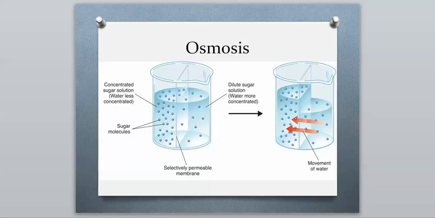And a little breakdown of what that looks like. Again, you can see there is more concentrated water on this side, and this side has more sugar, and as you can see, the water is going to flow so the water concentrations equal out. So that is what osmosis is. It's the same thing, except it's just water moving.